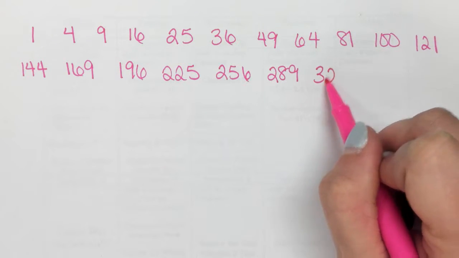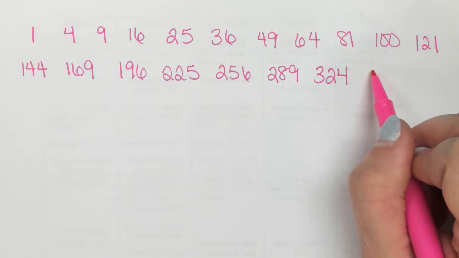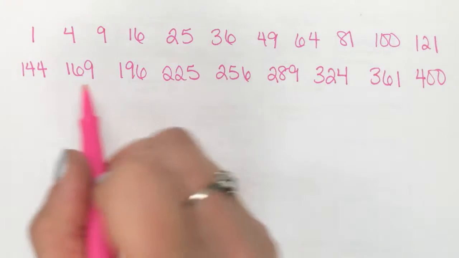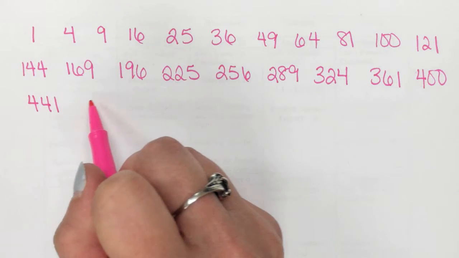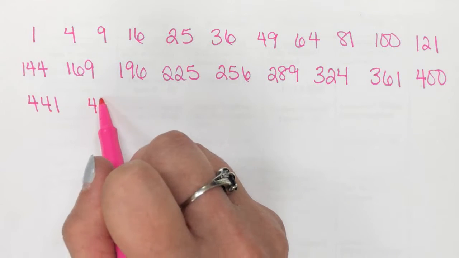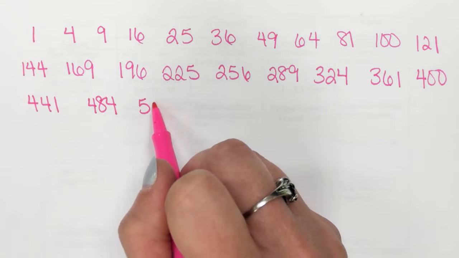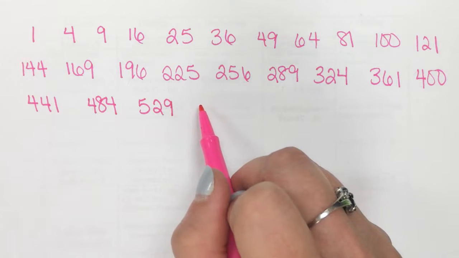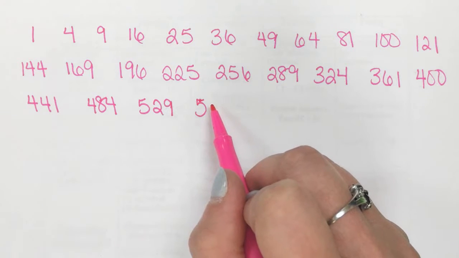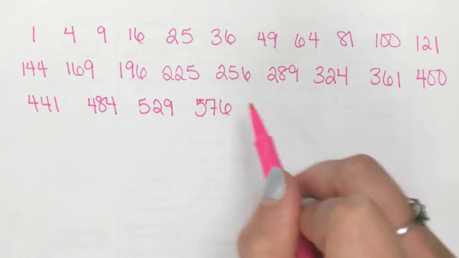324. What are we on? 19. 361. Yep. 20 is easy. 400, right? 441 is 21. 484. 23. 24. Use your calculator real quick. 576. And last one is 25.